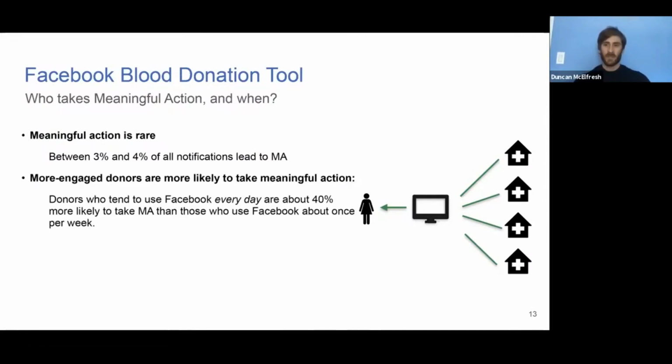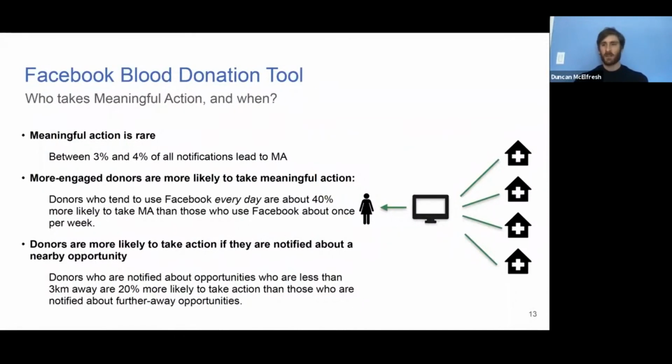Donors who are more engaged with the Facebook app are more likely to take meaningful action. So for example, donors who use Facebook every day are about 40% more likely to take action than those who use Facebook less often. And also, if we notify donors about nearby opportunities, for example, less than 3 kilometers away, then they're also more likely to take action than if we notify them about further away opportunities. So these are just some very high-level observations in the data, and this suggests that there are some patterns in how these notifications and when they're sent will affect donors' behavior.